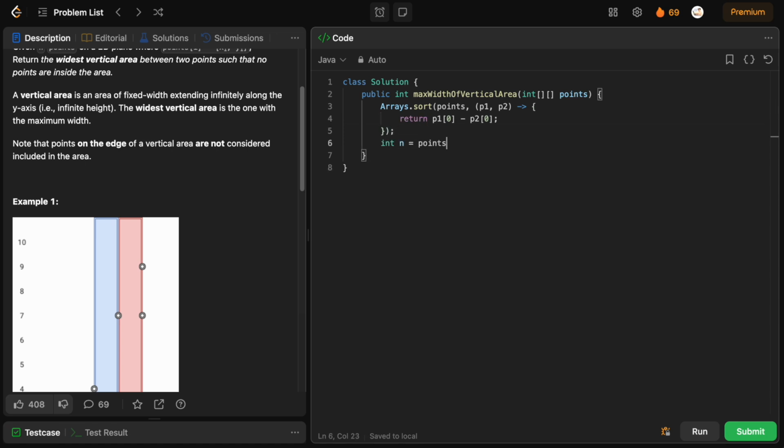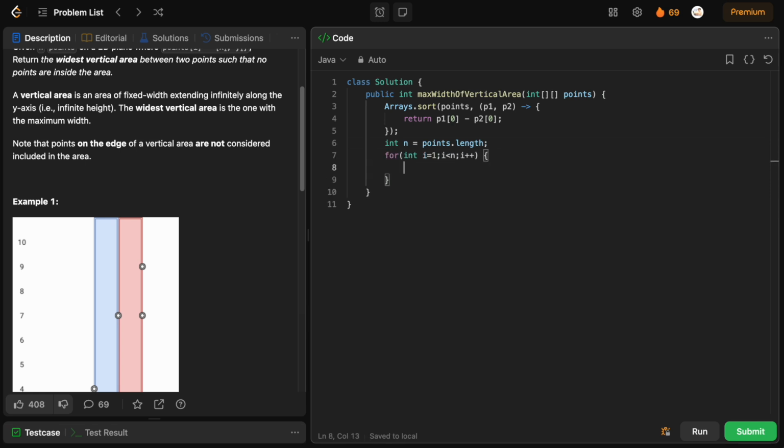Now I will just traverse my array: for int i equals 1; i less than n; i plus plus. Let's say I have an answer that is initially 0. Now the answer would be Math.max of answer and points[i][0] minus points[i-1][0]. Remember that in all this code I will not use the y-axis anywhere, and that is fine because we don't care about the y-axis. And now just return the answer.